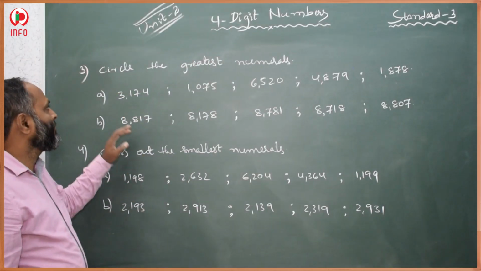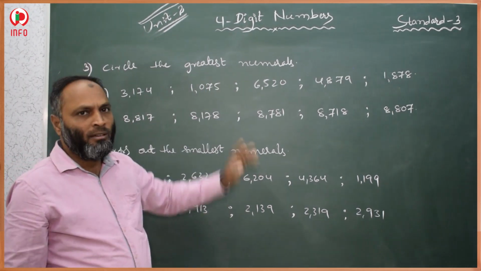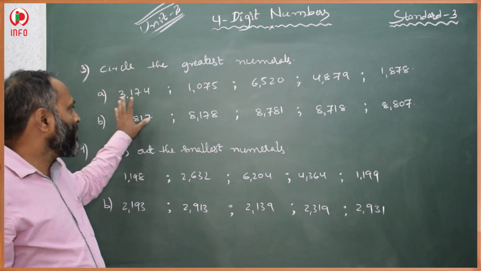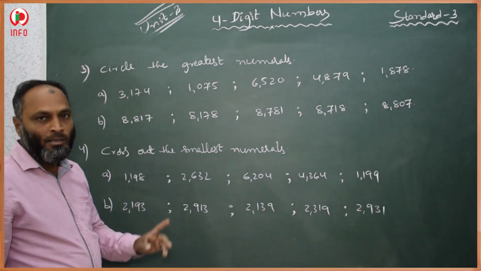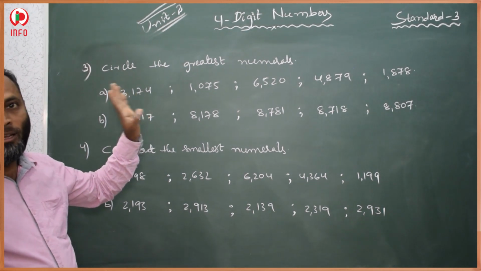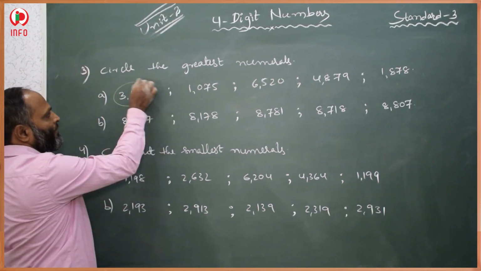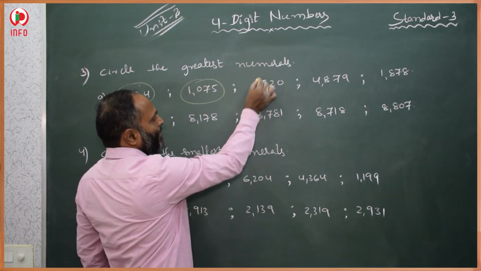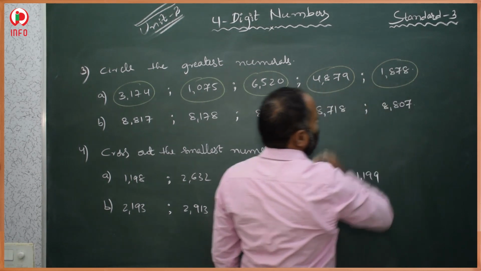Now students, here the question is: circle the greatest numeral. In these numerals, 1, 2, 3, 4, 5, there are 5 numerals. So we have to make a circle. Which is the greater one? This is the first one, this is the second one, this is the third one, this is the fourth one, and this is the fifth one.